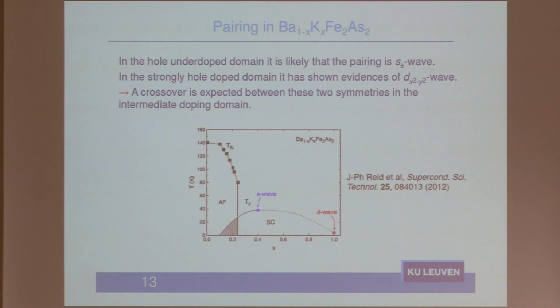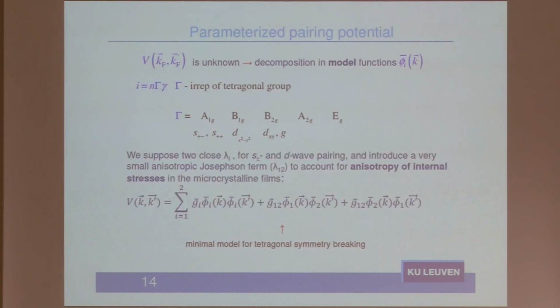So we will take as our minimal model, we will mix F1, which will be S type, and F2 will be x square minus y square type wave. This is how they are characterized by the tetragonal symmetry group.